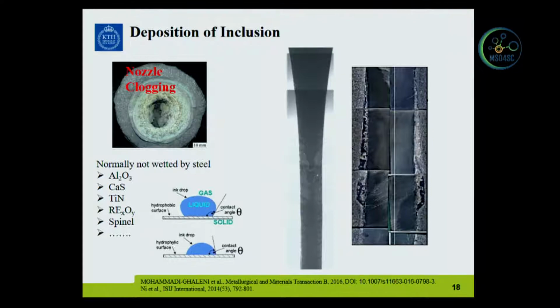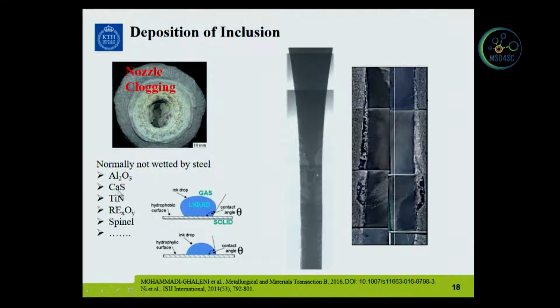Another concern is the deposition of inclusions. We can see in the picture, this is nozzle closing. After some production time, the inclusions will stick on the nozzle wall, and it will close the nozzle path, the flow path. The reason is that these inclusions in metal are normally not wetted by the metal. So when they get close to the wall, they tend to stay there because of the interfacial force.